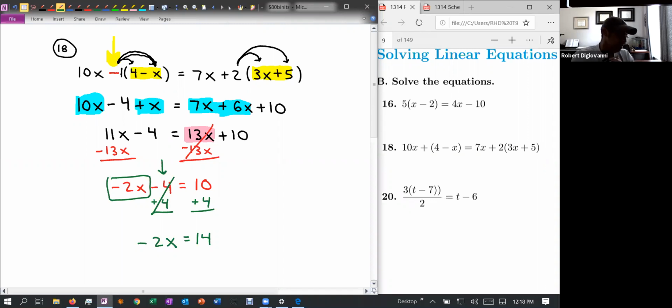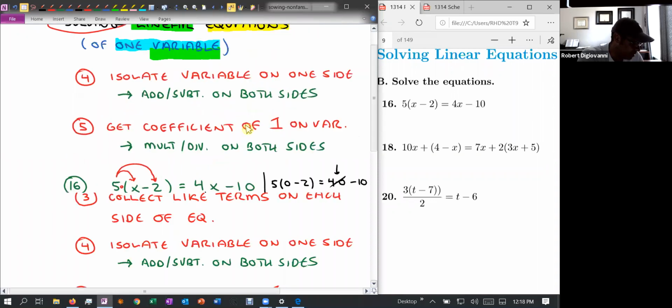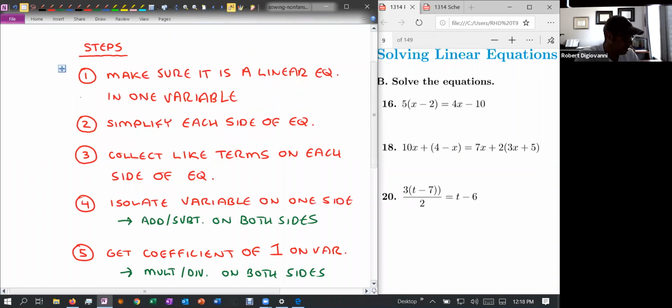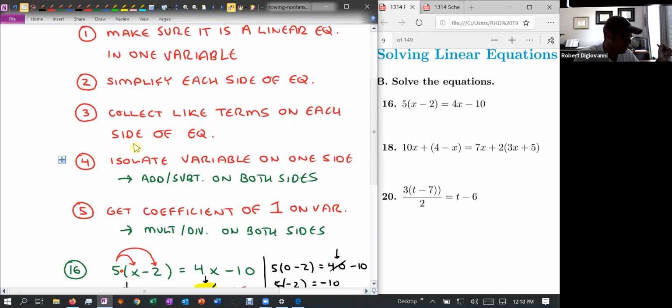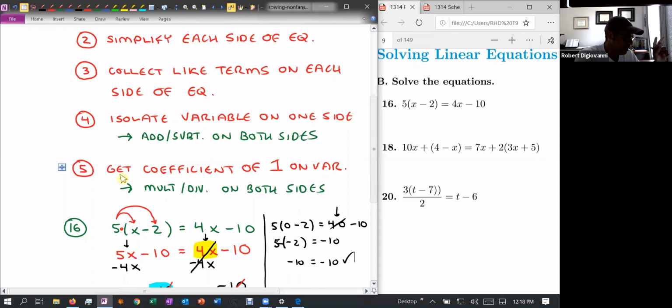Okay. So we have done almost all the steps here. Go back and look at the steps real quick. We made sure it was a linear equation, one variable. We simplified each side by distributing. We collected like terms. We've isolated the variable by adding or subtracting things on both sides. Now we want to make sure that we get a coefficient of 1 on the variable. And I said I'd explain that with an example.